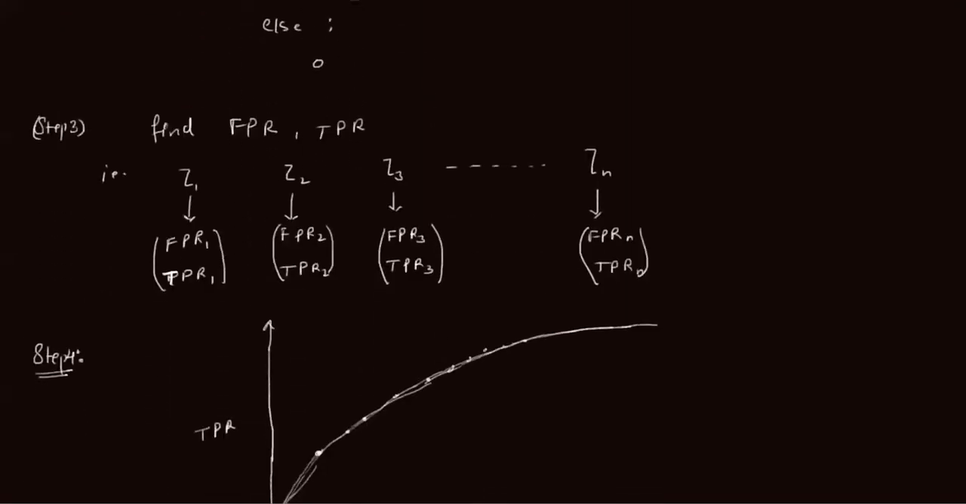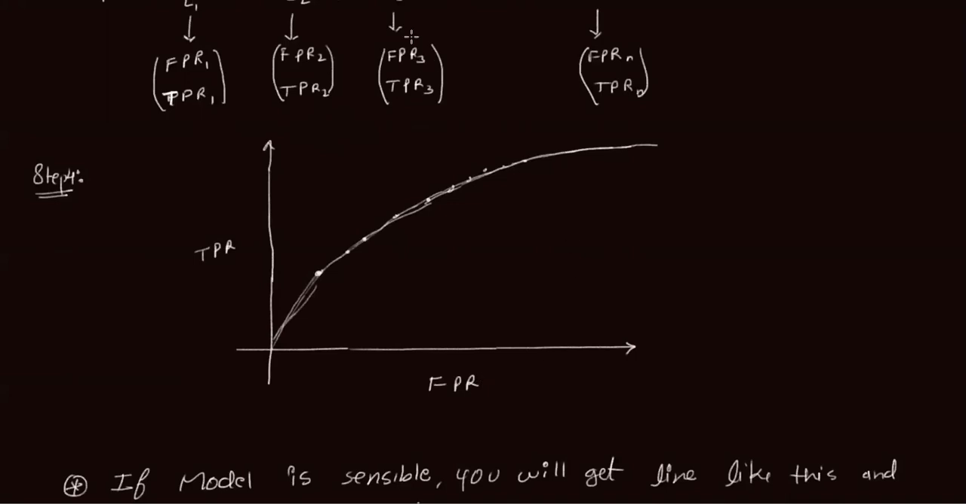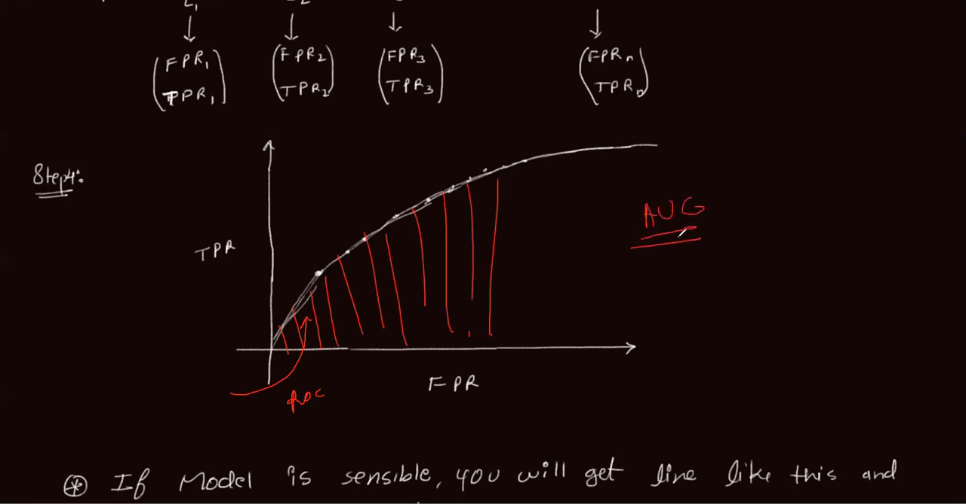So step number 3, you have to find out the FPR, and for every threshold you have to find out this thing. Once you get this, you have to plot it on the x and y plane. Simple. You can understand, this line is known as the ROC, and below this line, whatever area you are getting, that is your AUC part, area under curve.